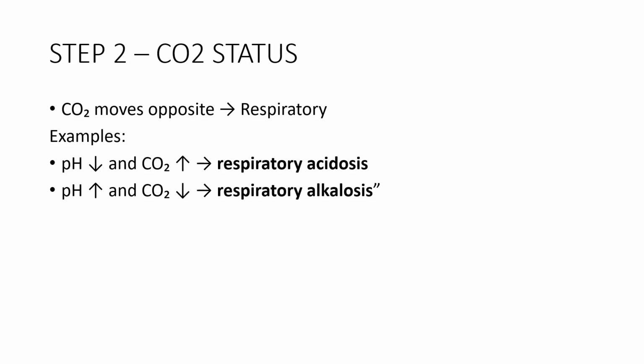Step 2. Carbon dioxide status. Now check the PaCO2. If carbon dioxide moves in the opposite direction to pH, it's respiratory. Examples: if the pH is low and the carbon dioxide is high, then it's respiratory acidosis. If the pH is high and carbon dioxide levels are low, then it's respiratory alkalosis.